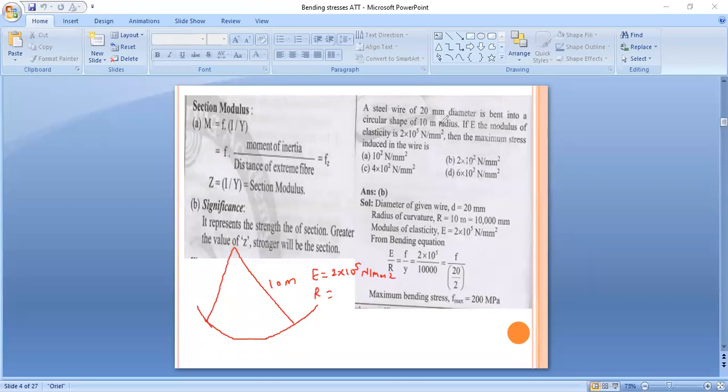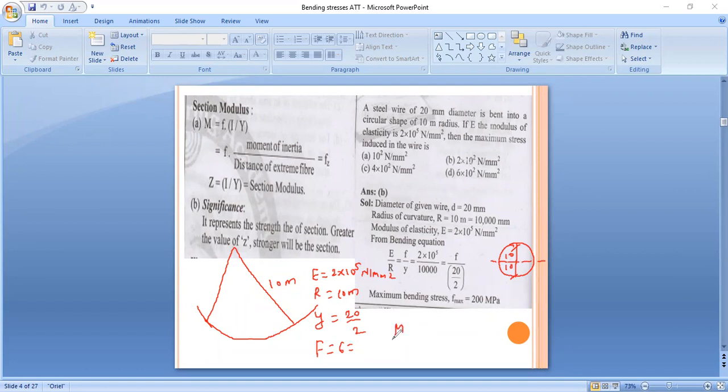So we have to find out y, and we have to find out maximum stress. This is our circular wire having diameter 20 mm, with radius 10 meter. So y is equal to 20 by 2. E, R, Y are given, and we have to find out sigma, which is equal to how much.